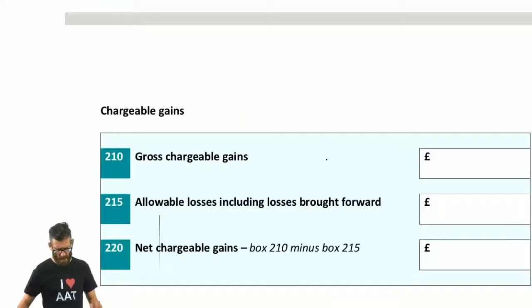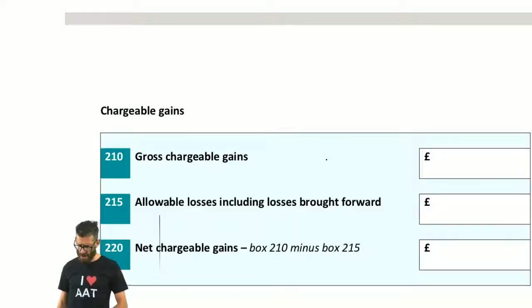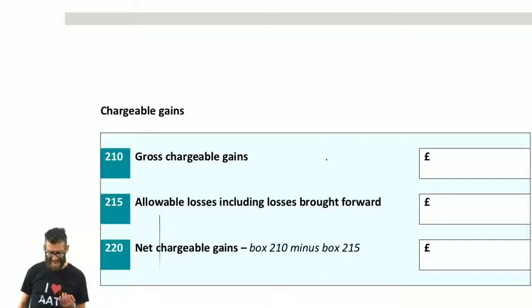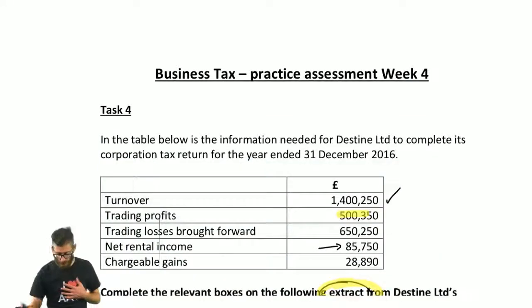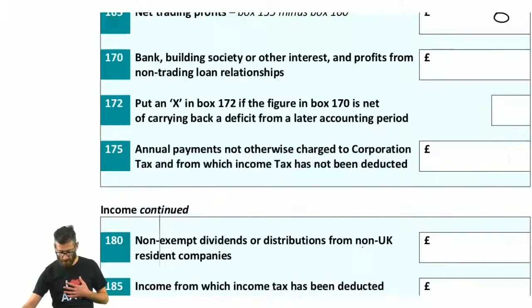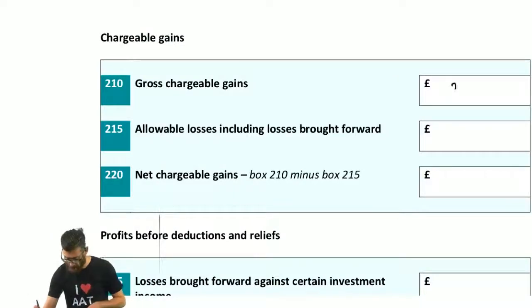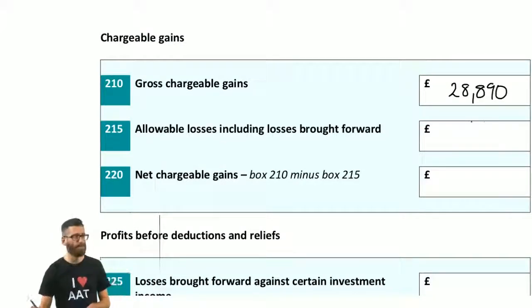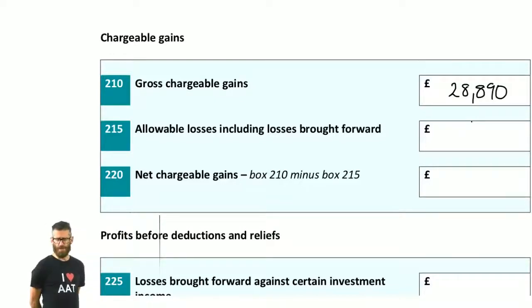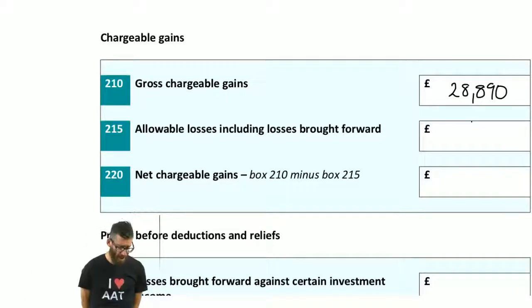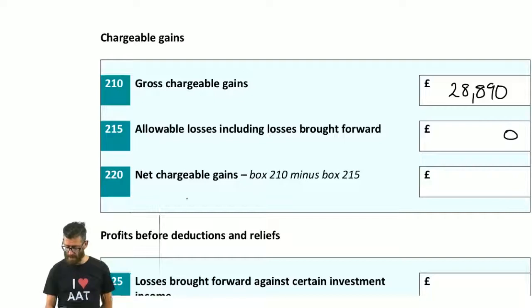Chargeable gains. Now, here we go. Gross chargeable gains, losses included, brought forward, net chargeable gains. Well, there was a chargeable gain of 28,890. And that's exactly what I'm going to put in this box just here. 28,890. Allowable losses included losses brought forward. Well, the loss that we had was a trading loss, and subsequently we have dealt with that. So there was nil, which means the net chargeable gain is 28,890.